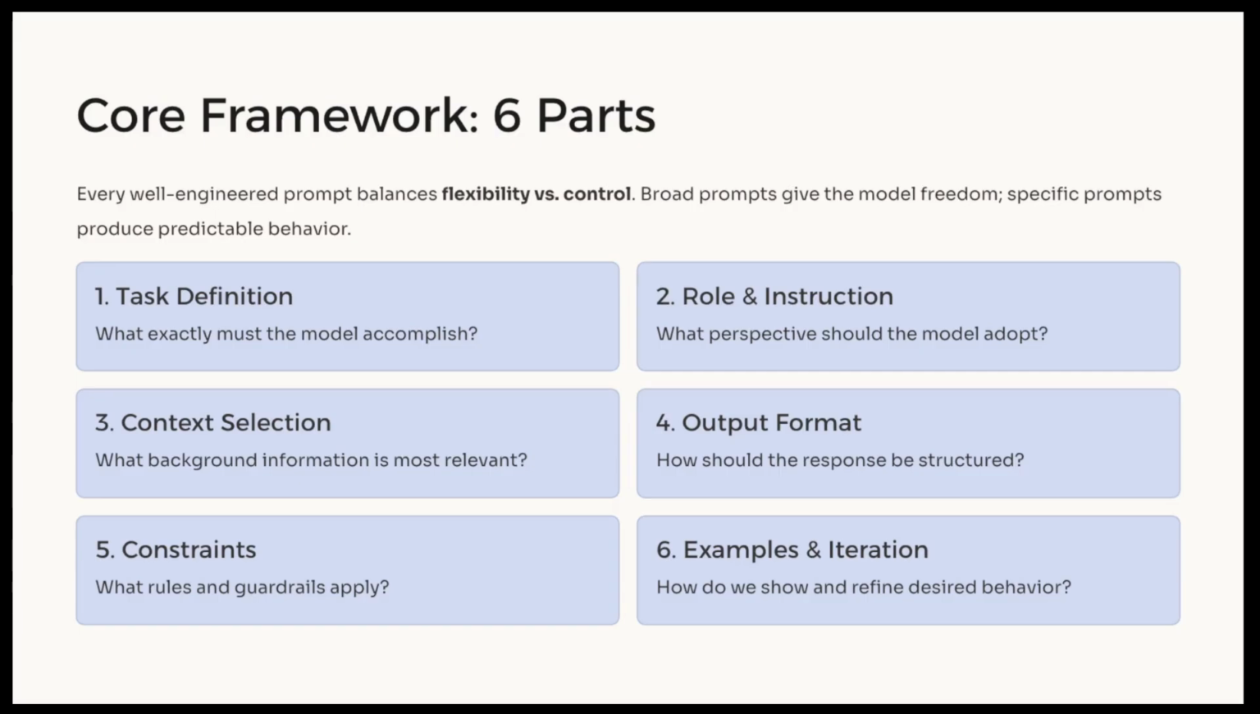The main trade-off is flexibility versus control. A broad prompt gives the model more freedom. A specific prompt gives the system more predictable behavior. A strong prompt usually has a clear structure: role, task, context, constraints, output format, examples.